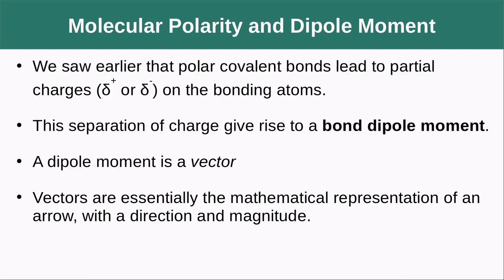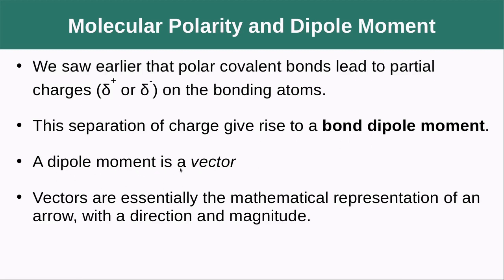So, molecular polarity and dipole moments. We saw earlier with our formal charge that pure covalent bonds can lead to partial charges, which we can abbreviate with this sigma plus, meaning a partial positive charge, or sigma minus, a partial negative charge on the bonding atoms. This separation of charge gives rise to a bond dipole moment.